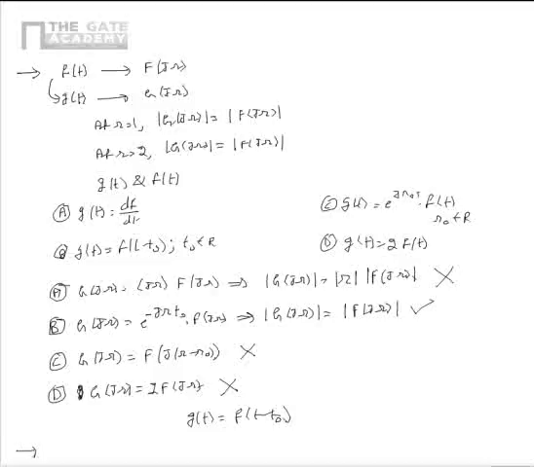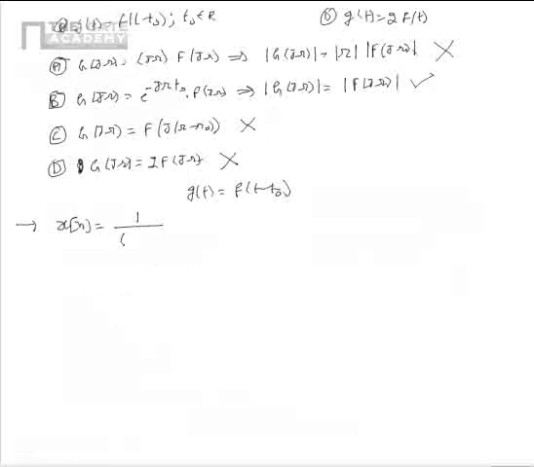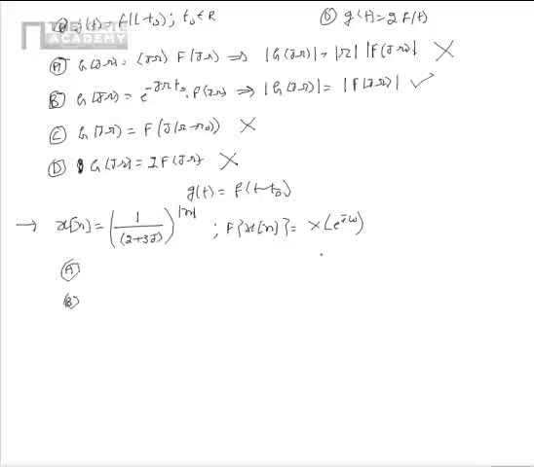Now let us consider another problem as per which there is a discrete time signal given as x of n is equal to (1 by 2 plus 3j) whole power mod n. It's given that Fourier transform of x of n is equal to X of e power j omega. Now we have to pick the correct option out of the following for the given signal x of n.